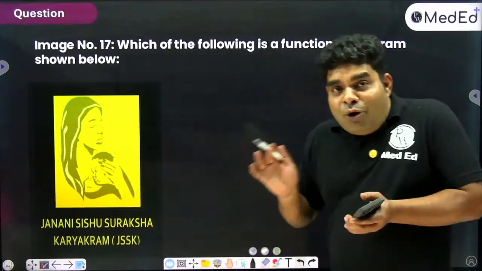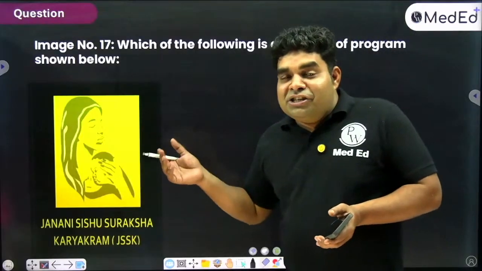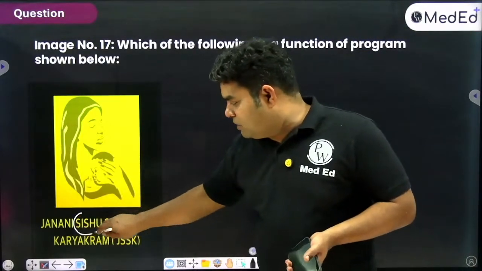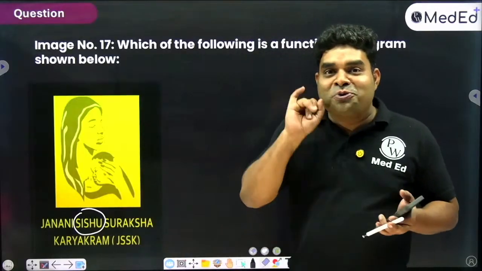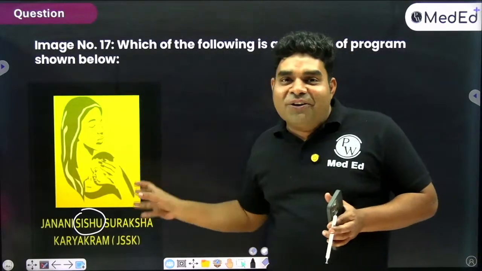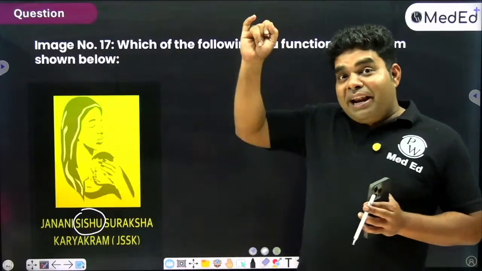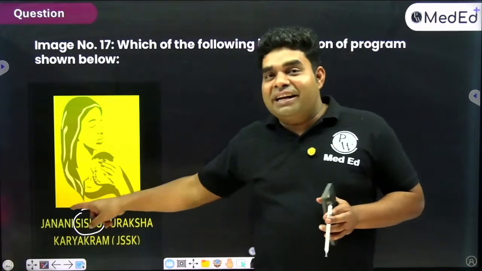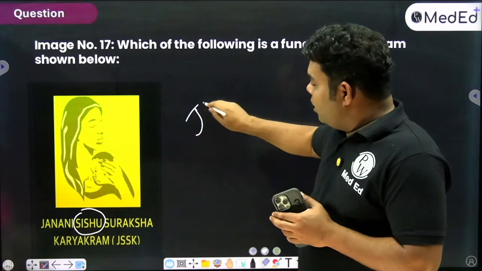Yellow color mother child is Janani Shishu Suraksha Yojana. How will you remember? This is Shishu. Shishu means child who keeps on doing susu. And susu means urination. And due to susu, the color of the logo is yellow. So blue color mother child, UNICEF. Yellow color susu is Janani Shishu Suraksha Karyakram or Yojana.